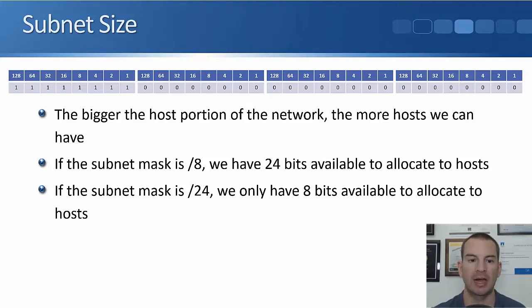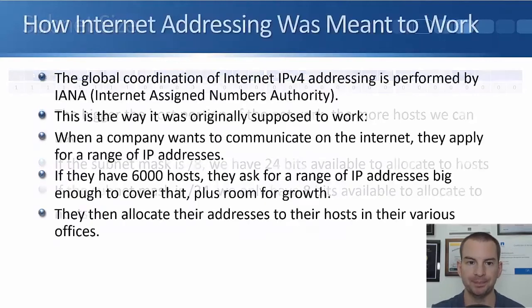So a /8 is going to have not many networks, but a lot of hosts per network, or a /24 would have a lot of networks, but not many hosts per network. So we've got a trade-off whenever we decide where that line is going to be about how many networks we're going to have and how many hosts that we're going to have.